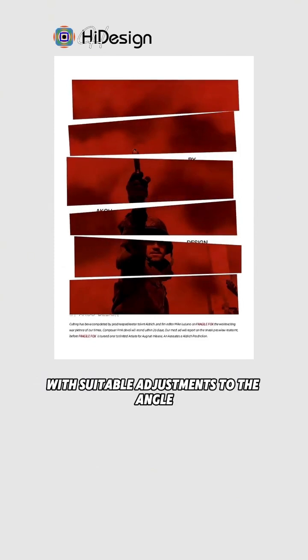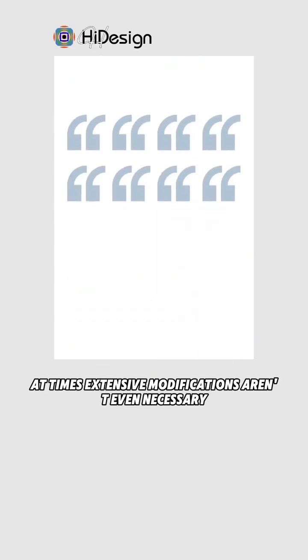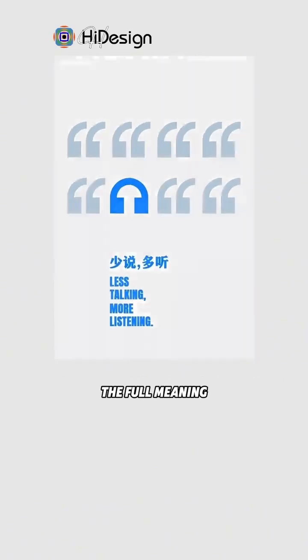With suitable adjustments to the angle and placement of the cuts, you can build layers of layout that are rich enough. At times, extensive modifications aren't even necessary. Just inverting or refining one symbol can precisely express the full meaning.